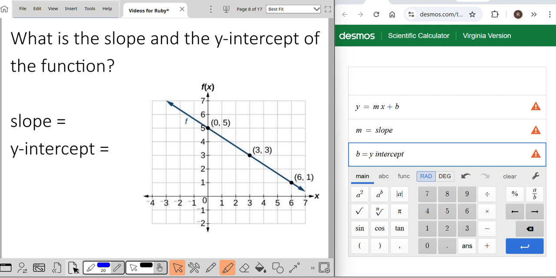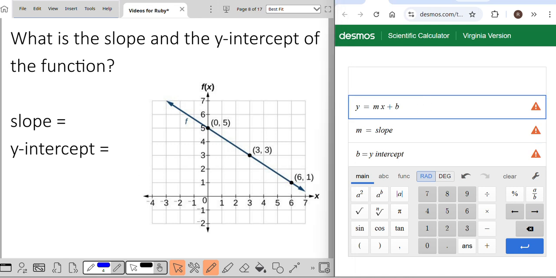Now we're going to look at this, and it says, what is the slope and the y-intercept of the function? Again, if you look over here, y equals mx plus b. So let's find our y-intercept first. That's where the line crosses the y-axis. There's a little mistake here, so I'm going to cross that out. And this is a y-axis going up and down, okay? So the y-axis where it crosses is at +5. So your y-intercept is 5, all right?